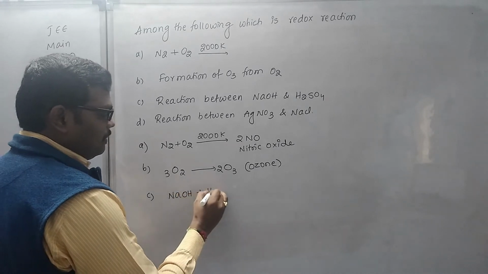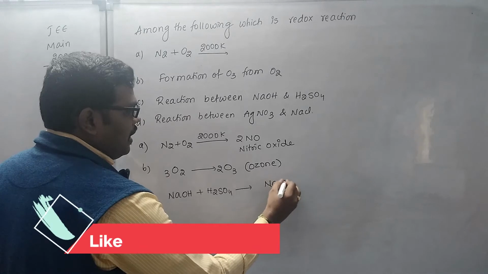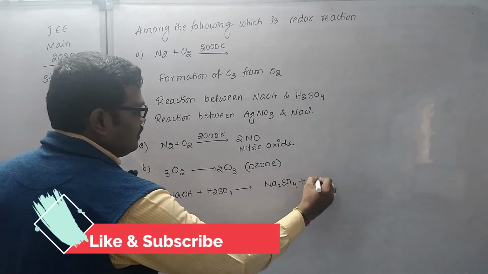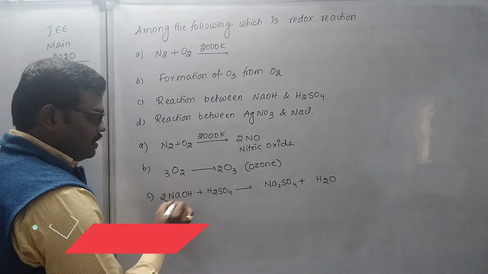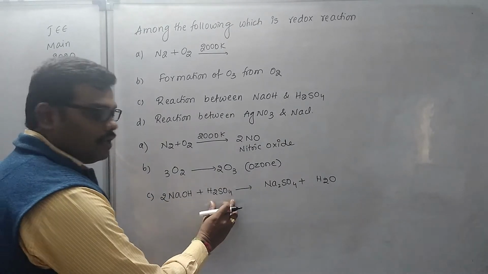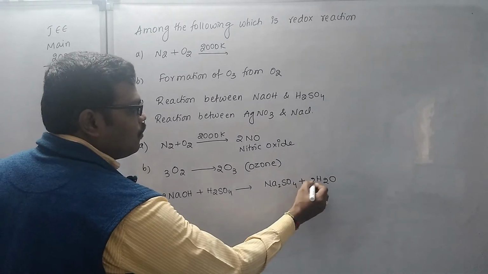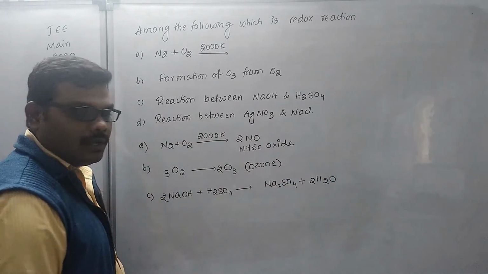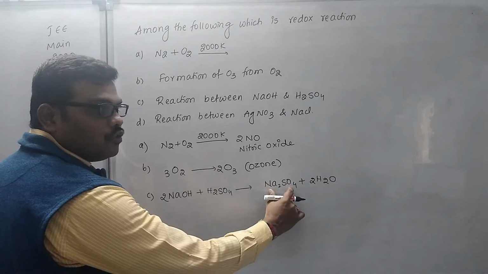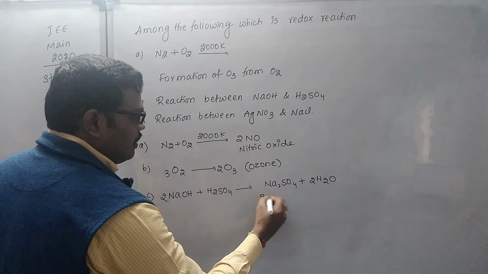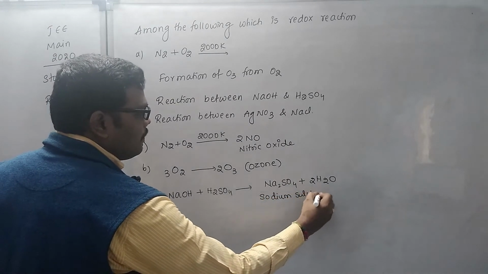NaOH plus H2SO4 gives Na2SO4 plus H2O. We try to balance it. 2 moles of NaOH react with 1 mole of H2SO4 to give 1 mole of Na2SO4 and 2 moles of water. Now here sodium hydroxide when reacting with sulfuric acid gives sodium sulfate. Name of this one is sodium sulfate.